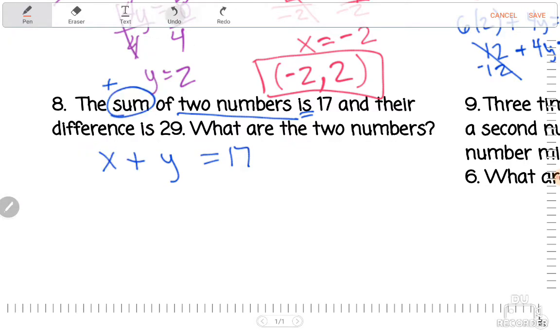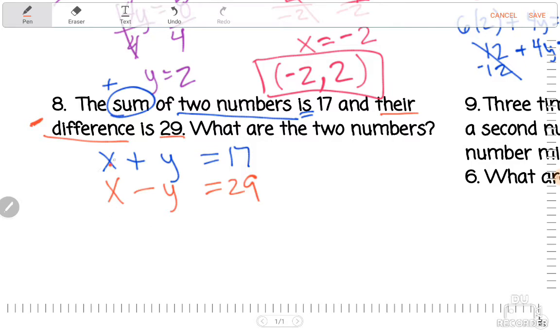The next part says their difference is 29. Difference means subtracting. It's what you get when you subtract. So when I subtract two numbers, I get 29. And it's the same two numbers in this problem, right? So I could say x minus y.